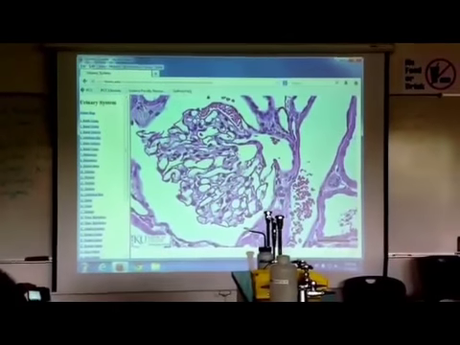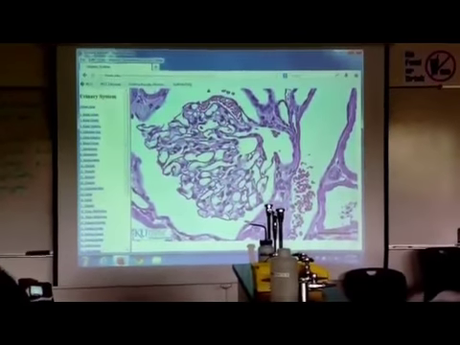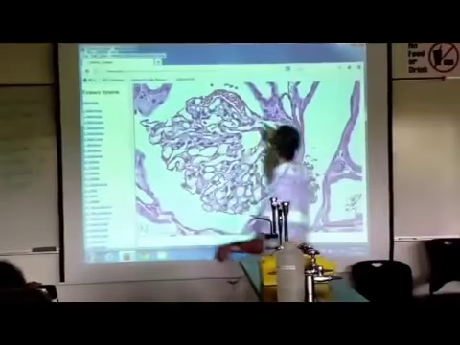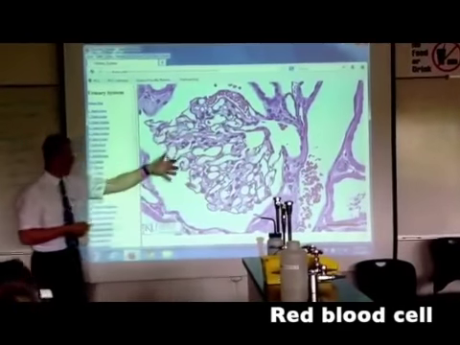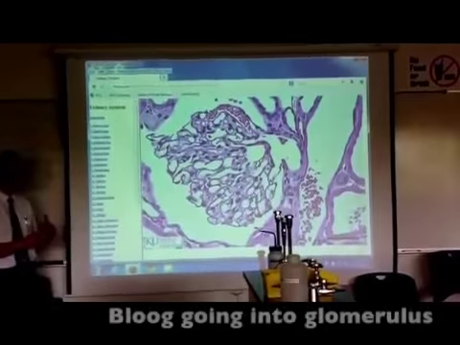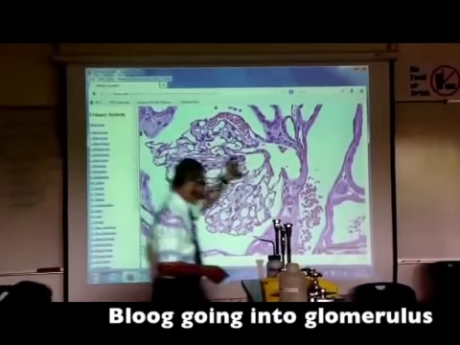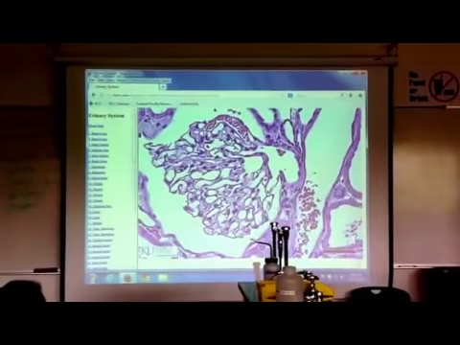Make sense? I love this slide. I don't know where they got it. It's fantastic. Because what's all this stuff? Anyone know? Red blood cell. That's showing the blood going into the glomerulus to be filtered or coming out. So that just shows you, again, there's blood vessels in there. But again, I can see the corpuscle.